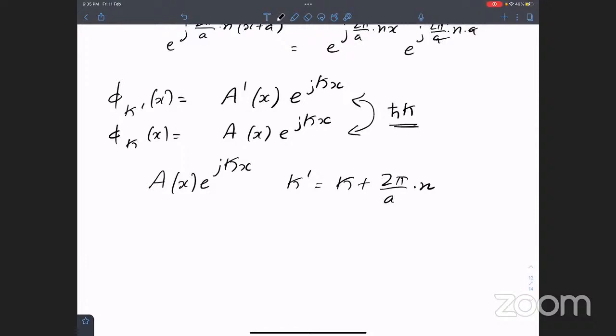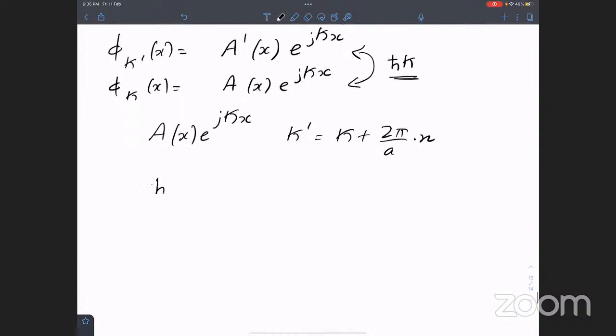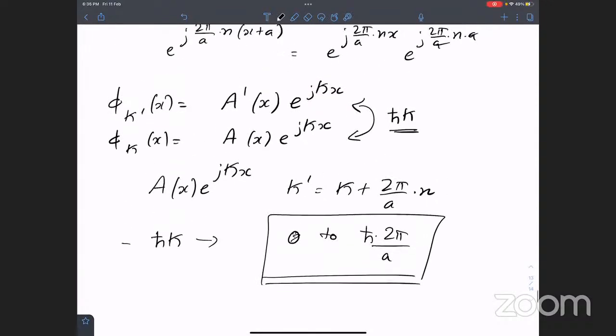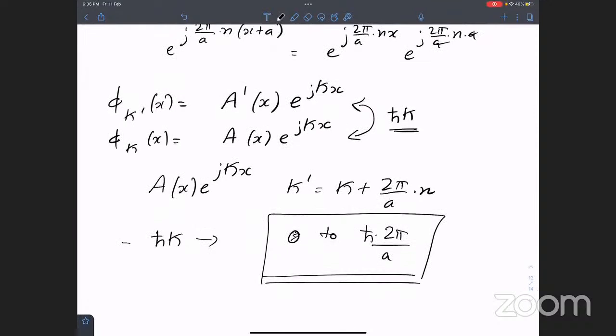Okay, so that means my crystal momentum can only go from 0 to h bar into 2 pi by a. This is all it can go. The moment you give me any crystal momentum that is larger than this, I can always express it in terms of something like this, right?